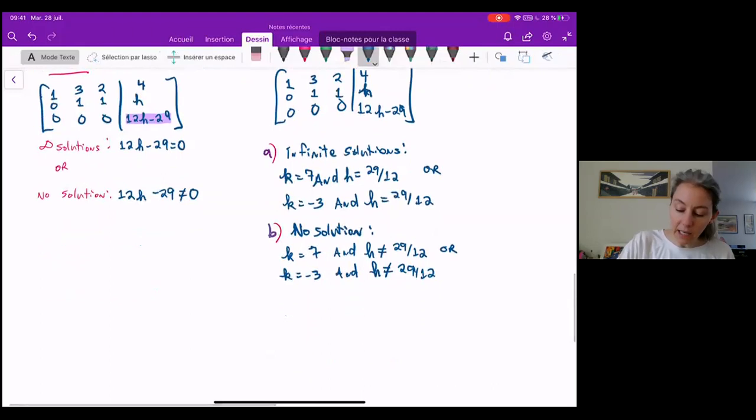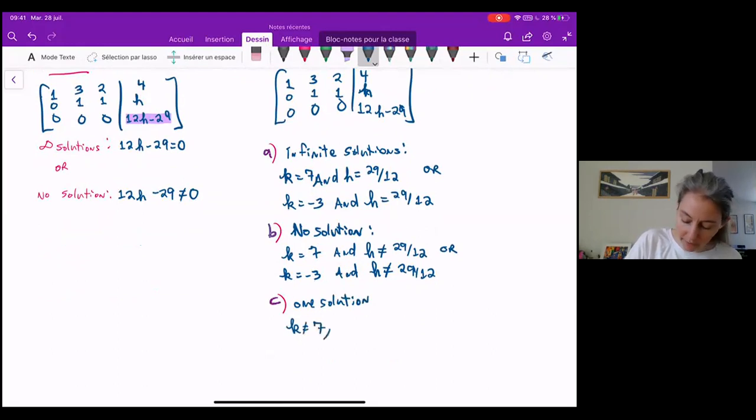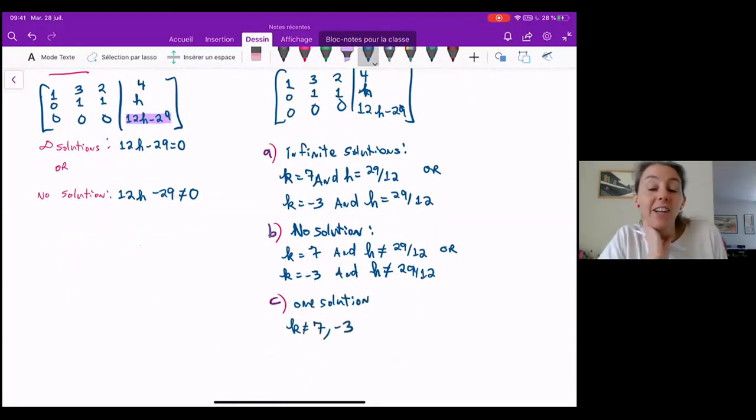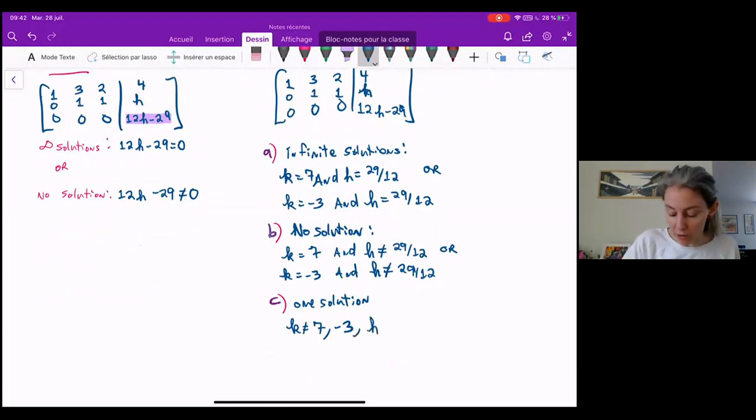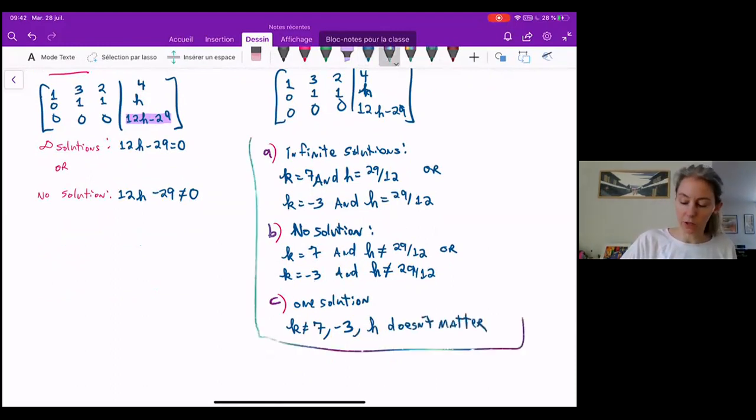And then my C is the first thing we figured out: one solution occurs when k does not equal 7 or negative 3. Does h matter? No, and it's important to include that in your answer. h doesn't matter. And this is my final answer.